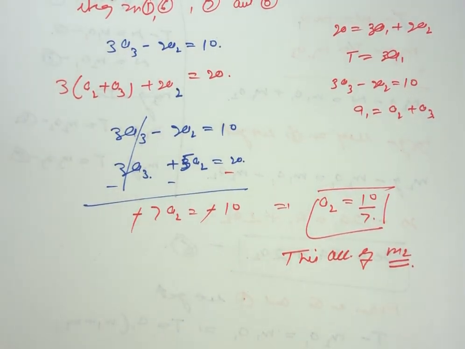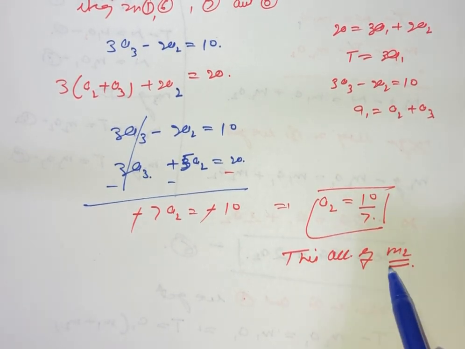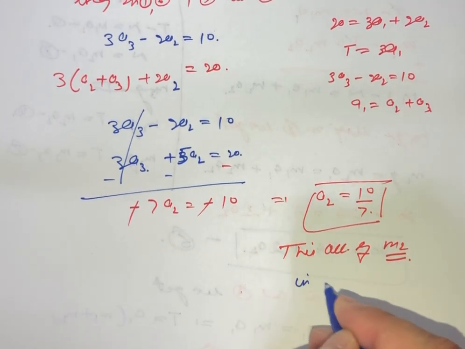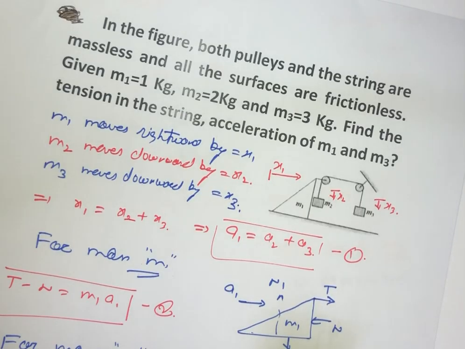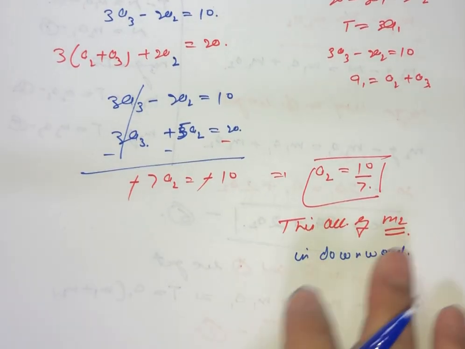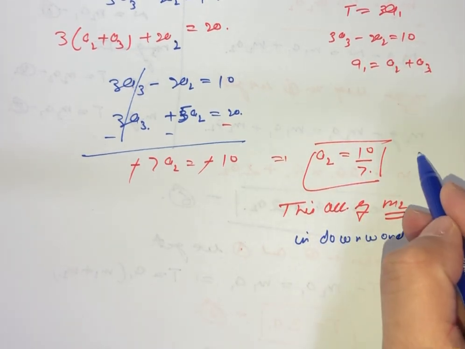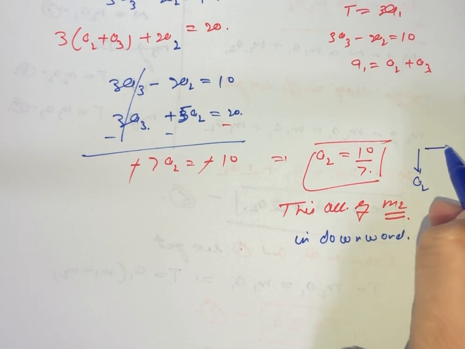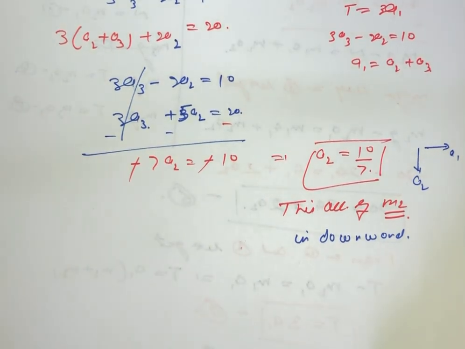Next we are supposed to find out the acceleration of m3 also. So this will be the acceleration of m2 downward. Net acceleration of m2 will be a little bit different, but this acceleration of m2 will be in the downward direction, because m2 is having two accelerations. One is downward a2 and another one is horizontal, that is a1. So net will be somewhere here, a resultant, which we are going to calculate later on.